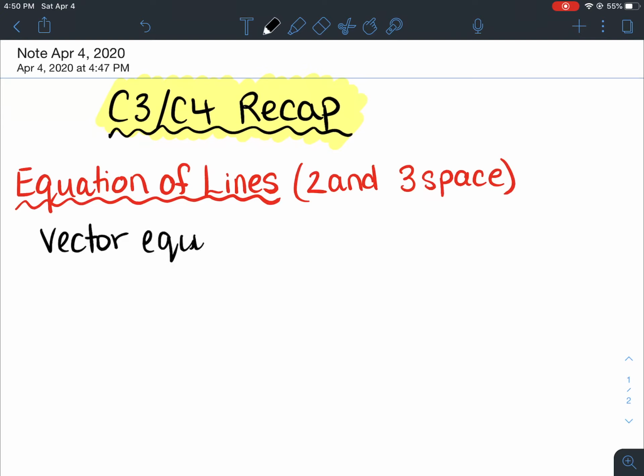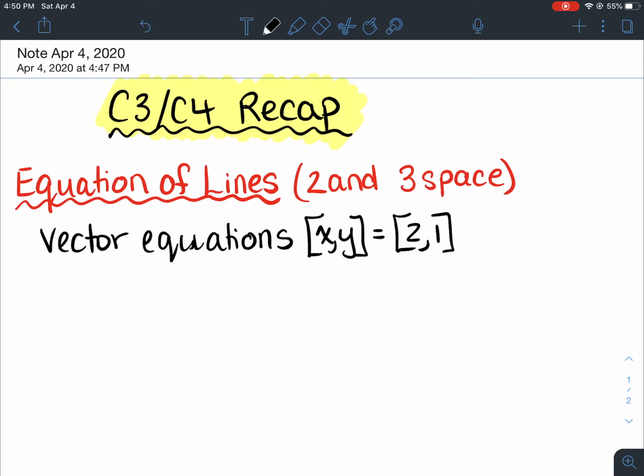And those exist in 2 and 3 space. So an example of a vector equation in 2 space would be xy equals, first we would have a position vector, so like 2, 1. And then we would have a parameter t, it's just a scalar, and a direction vector, so like -3, 5.